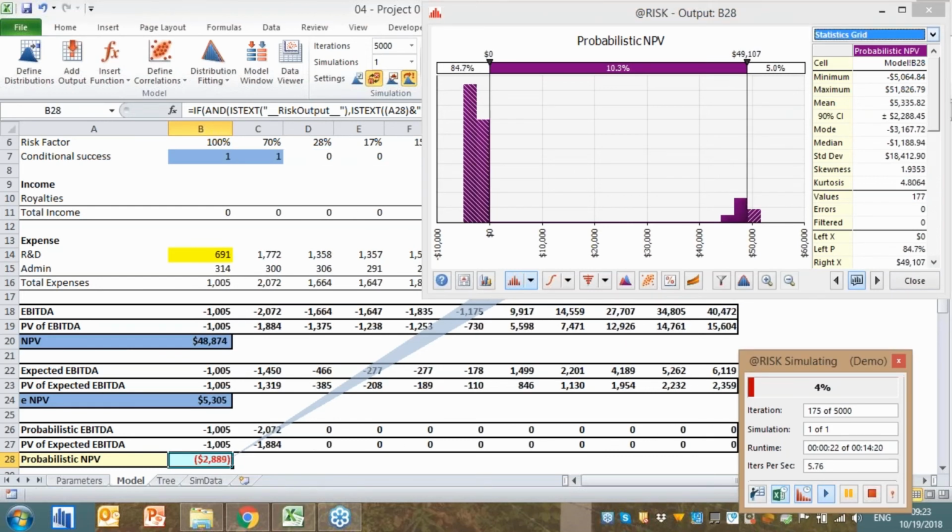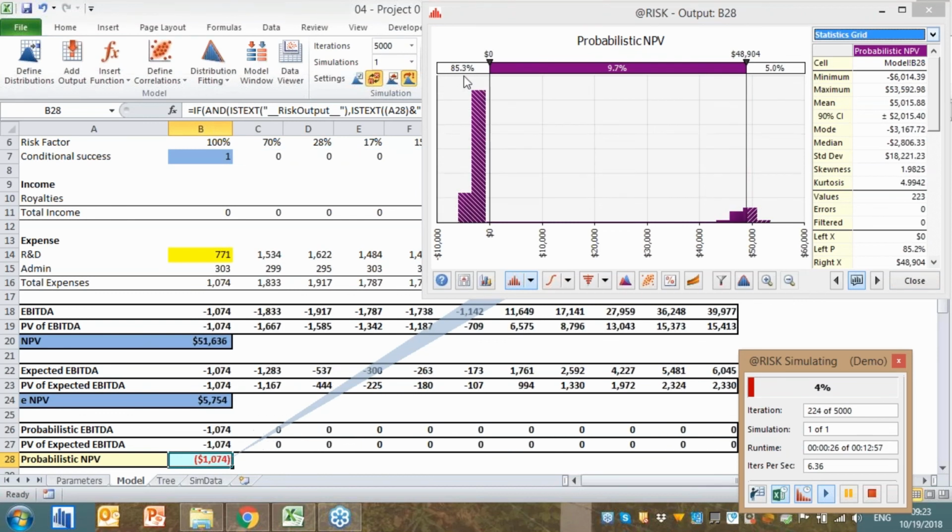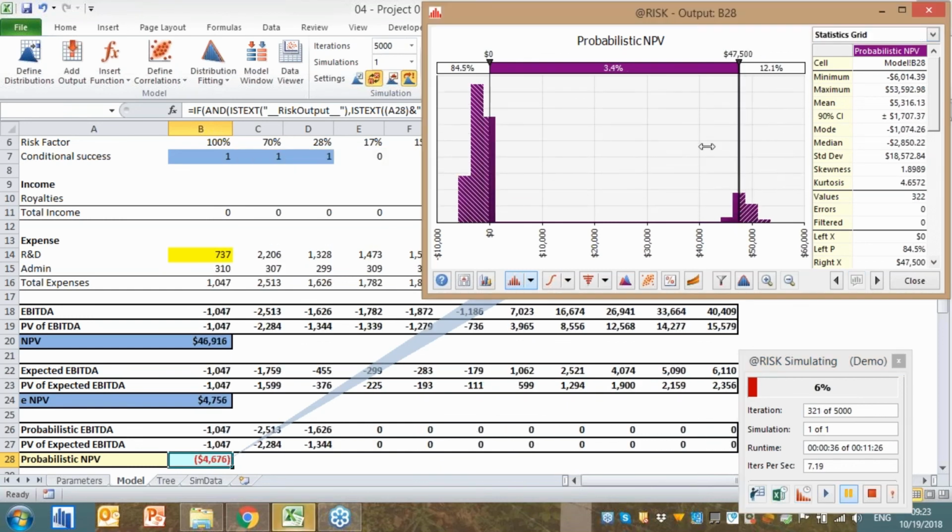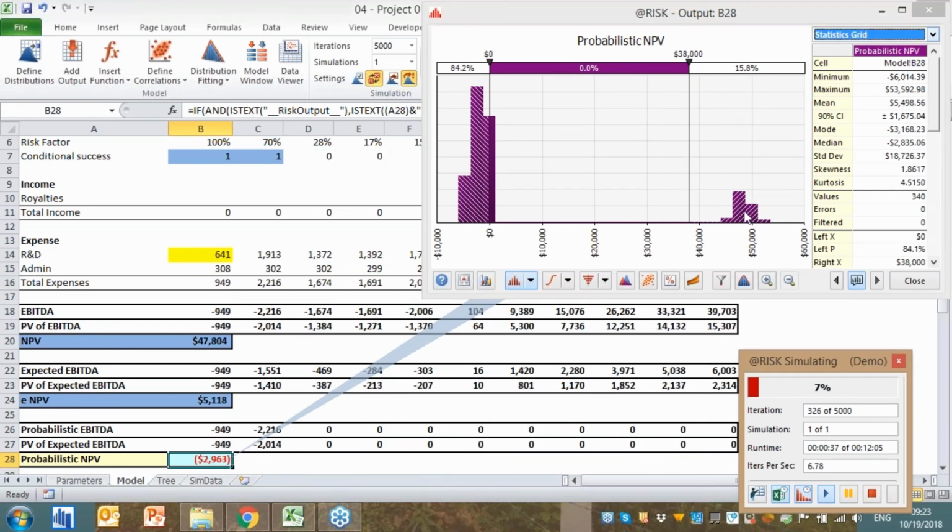Now see what happens over here. Approximately 85% of the time, I am getting a negative outcome over here. I'm not making money. And approximately, as you can see here, 15% of the time, let me pause it for you to see, approximately 15% of the time, you're making a lot of money.